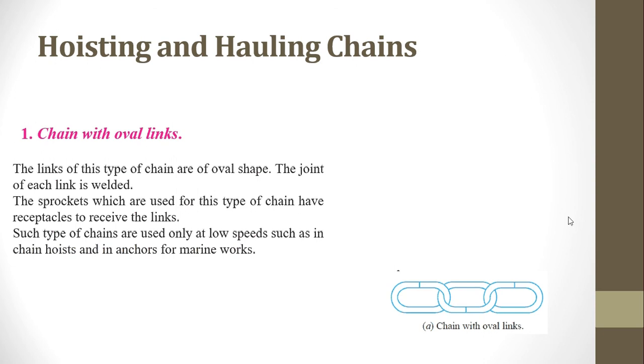Now the first one is hoisting and hauling chains. These are the chains that are most commonly available, that you have seen in the market at some usual hardware shop. These chains are made with the help of different rings that are oval in shape, and then they are coupled together and welded. They all form a hoisting and hauling chain type, that is with the oval links.